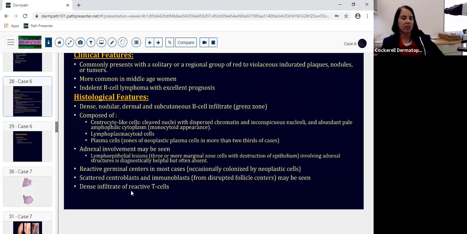Occasionally you'll see scattered centroblasts and immunoblasts from the disrupted follicle centers. In this case, we don't have the T cell stain to look at, but you can occasionally see CD3 positive T cells surrounding the malignant cells.